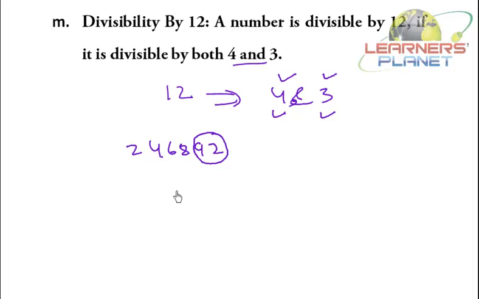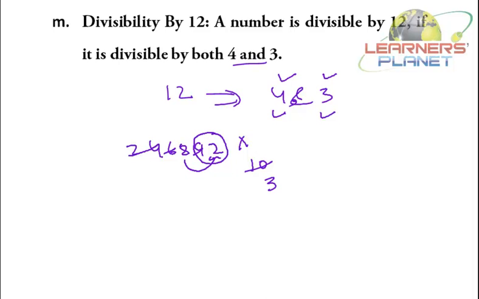Now let's check for the divisibility by 3. Now 2 plus 4, 6, which is divisible by 3. 6 is divisible by 3. This 9 is also divisible by 3. Then we are left with 8 plus 2, that is 10, which is not divisible by 3. Hence the complete number is not divisible by 3. But the number is divisible by 4. But the number is not divisible by 3. So it cannot be divisible by 12.